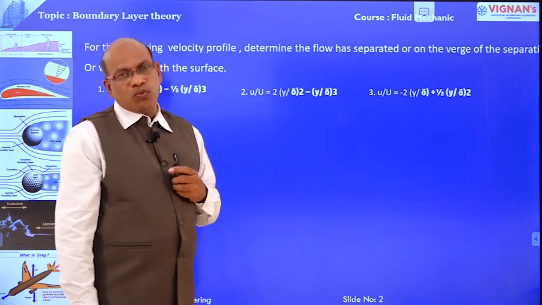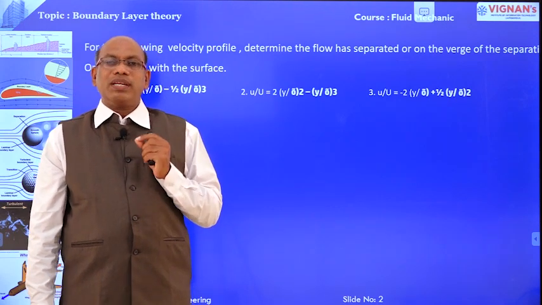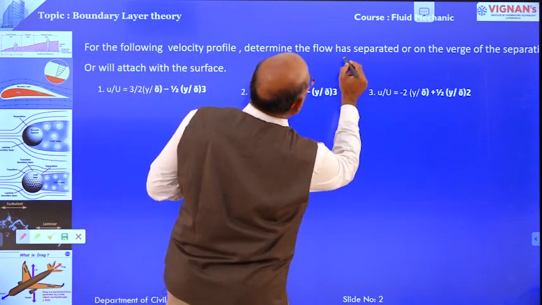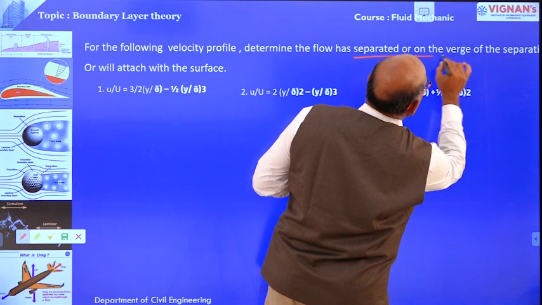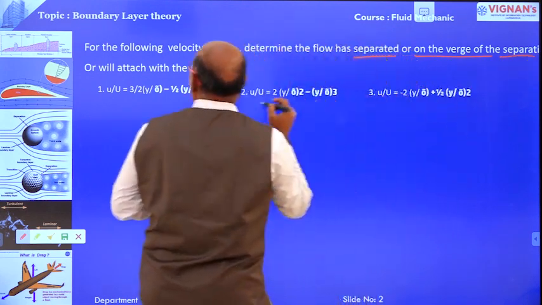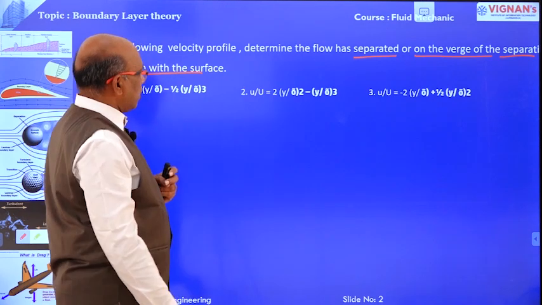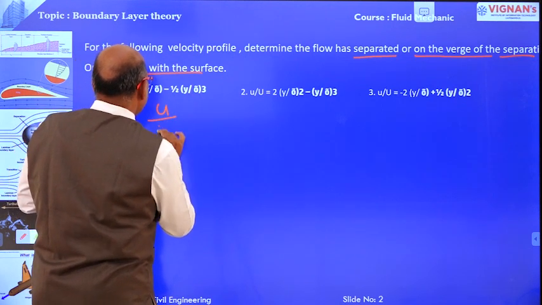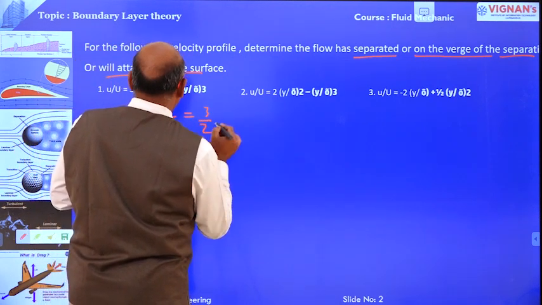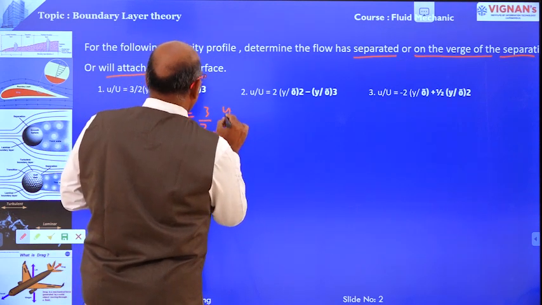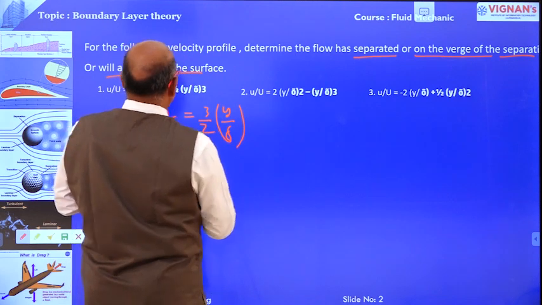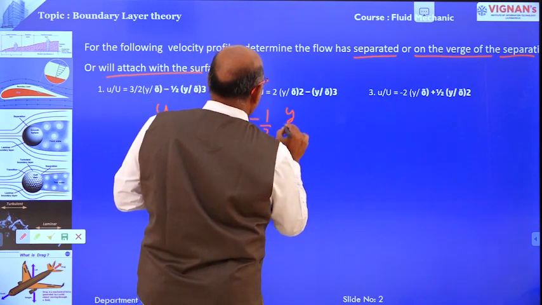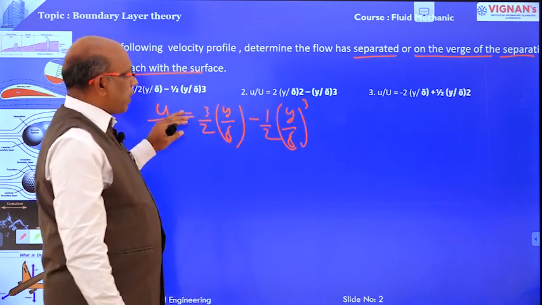Now we are going to solve one problem related to boundary layer separation. For the following velocity profiles, determine whether the flow has separated, is on the verge of separation, or has not separated from the boundary. So, first, they have given one velocity profile: small u by capital U equals 3 by 2 y by delta minus 1 by 2 (y by delta) cubed.